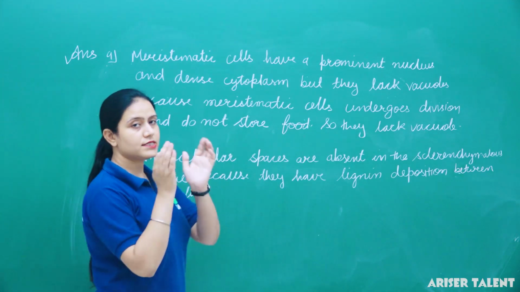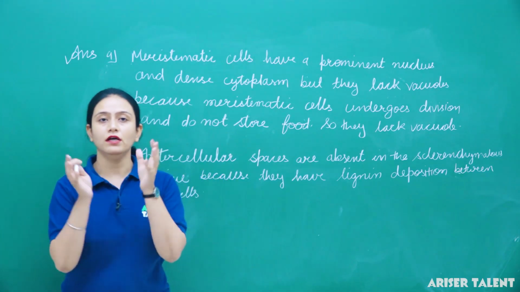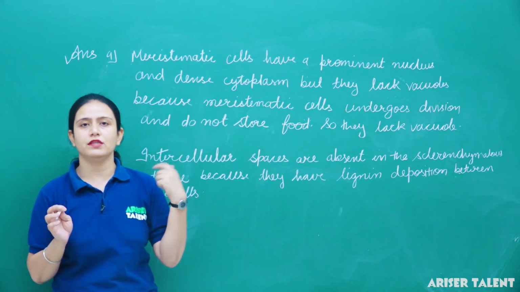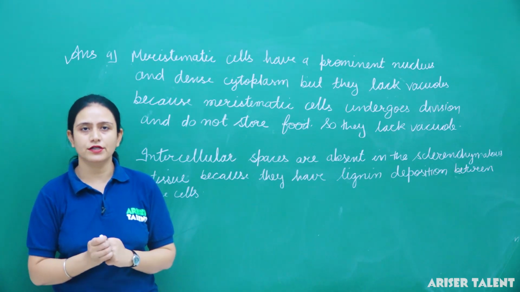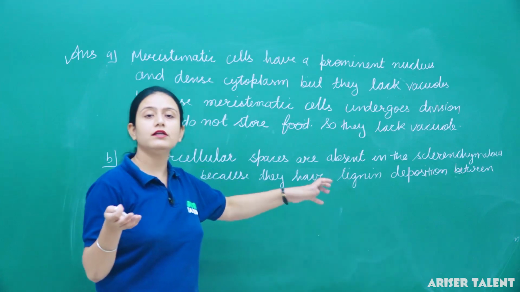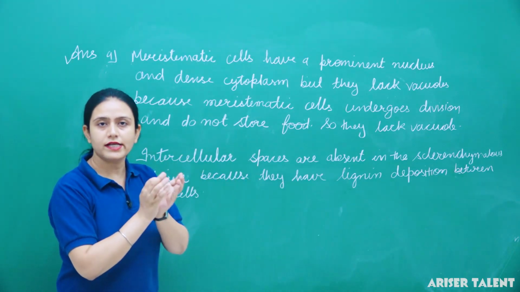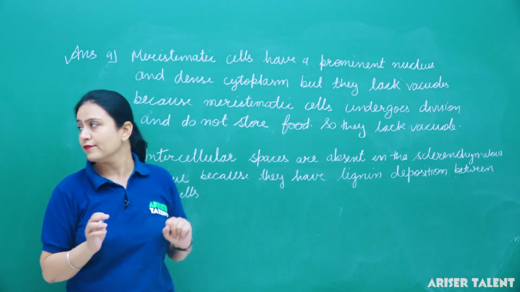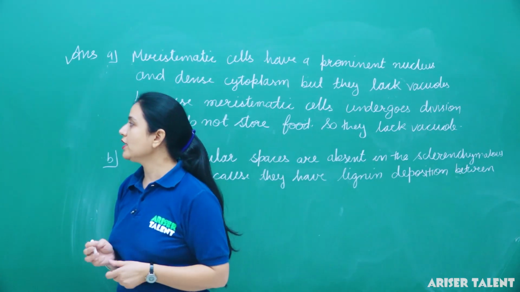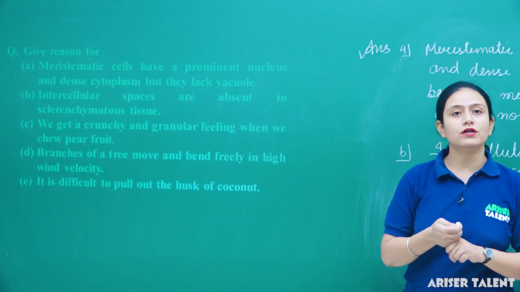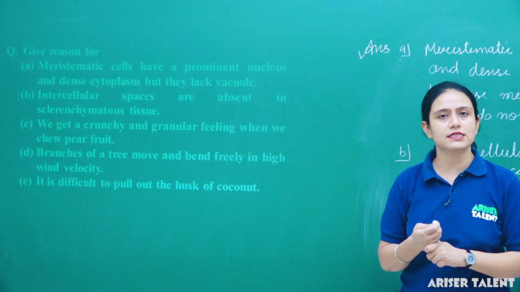Okay, because cells are closely packed because of the lignin deposition, so there is no intercellular space between the cells of sclerenchymatous tissues. Clear? So the main reason is that lignin deposition is there between the cells, and this is the reason that they do not have intercellular spaces. Clear? Next is, we get a crunchy and granular feeling when we chew pear fruit. So why? Because they have stone cells or sclerites.